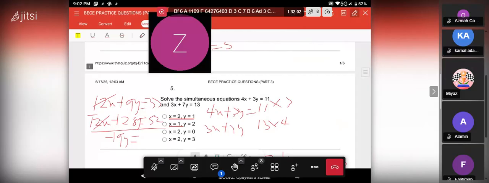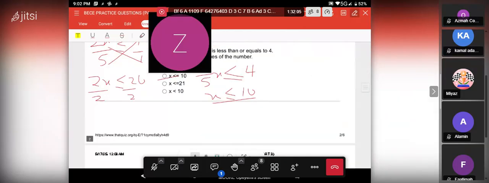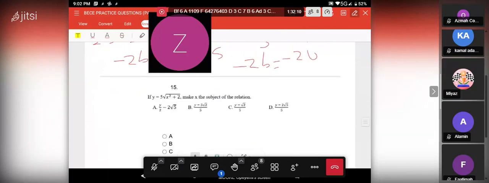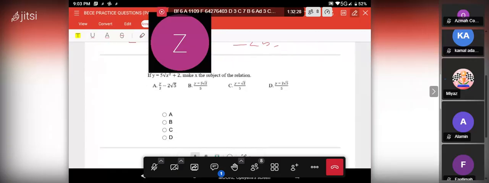If y, that is number 15. If y is equal to 5 root, all this one, make x the subject of formula. In a situation like this, to make x the subject of formula, we will first of all remove the square root. To remove the square root, we find the square of both sides. So that we are going to have y square is equal to 5 square, which will give us 25.